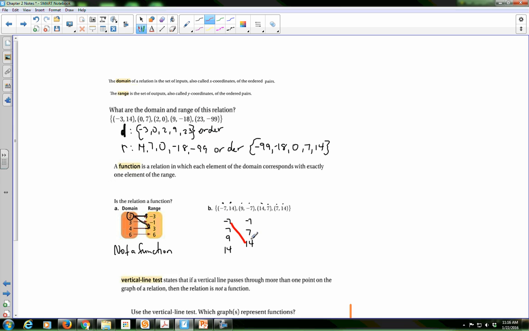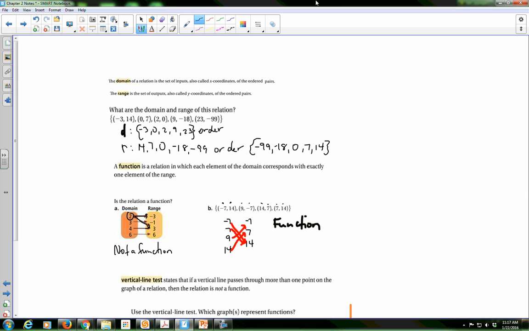Okay, so negative 7 input gives me out a 14 output. 9 gives me out a negative 7 output. 14 gives me out a 7. 7 gives me a 14. So it's okay that negative 7 gets you 14 and positive 7 gives you 14. So this is a function, because none of my x values give me 2 different outputs.